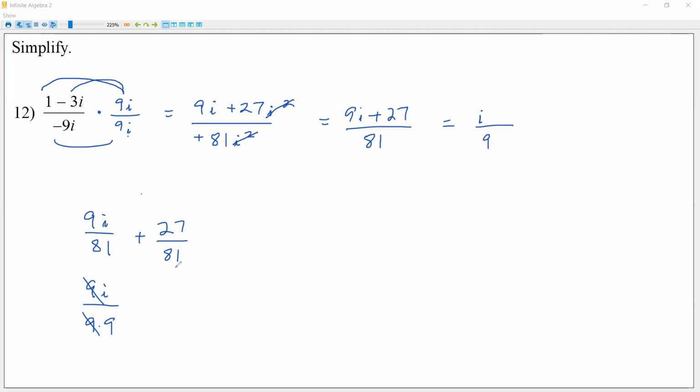And then 27 over 81, you could think of that as 9 times 3 over 9 times 9. The 9s cancel. Leaves you with 3 over 9, but think about that, 9 could also be written as 3 times 3. So then those 3s could cancel and leave you with 1. So that would be 1/3. So that would be like i over 9 plus 1/3.